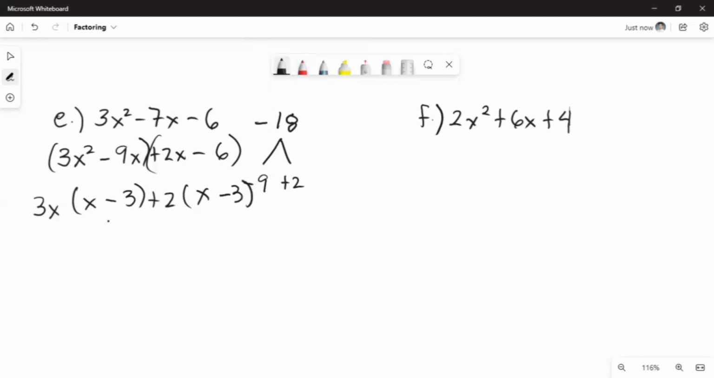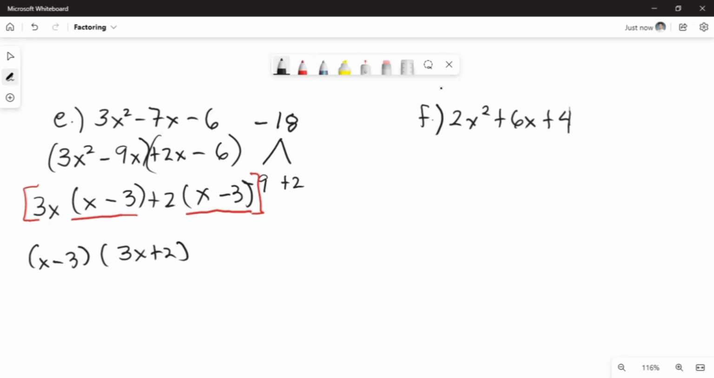Therefore, factoring out the common factor on each binomial, we have 3x times the quantity x minus 3 plus 2 times the quantity x minus 3. The common factor is x minus 3. It means they both have a factor of x minus 3. So if we factor out that x minus 3, the answer is x minus 3 times the quantity 3x plus 2. And that's your factored form of 3x squared minus 7x minus 6. Now, if you want to check that, you can use the FOIL method.